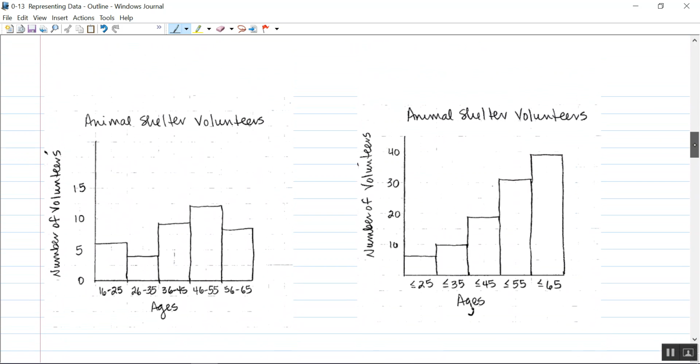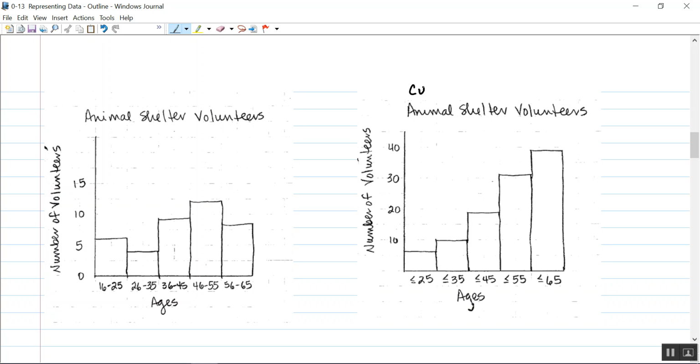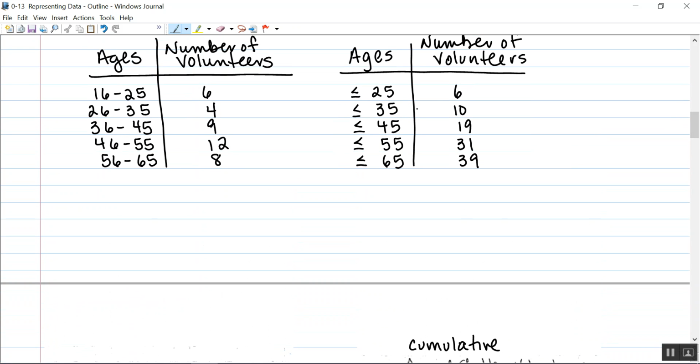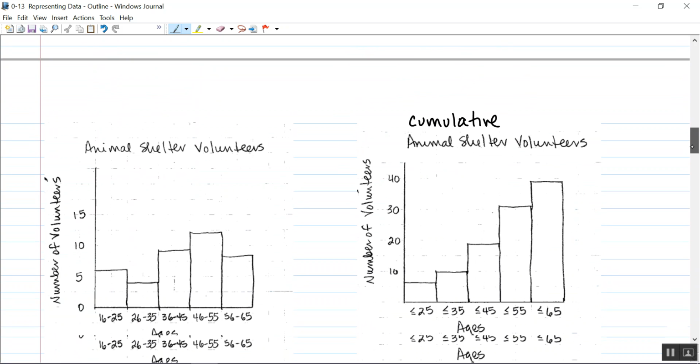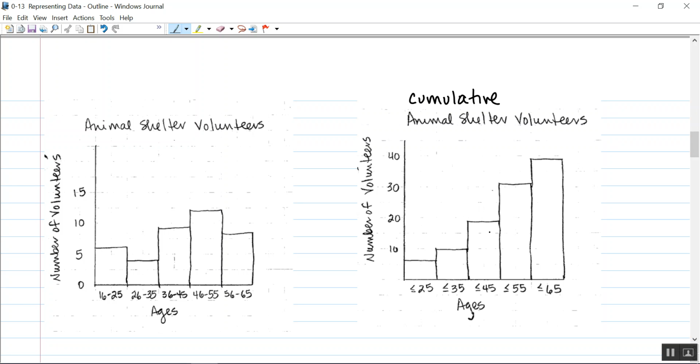And then you'll notice in my cumulative, and actually I probably should have written the word cumulative above this one, cumulative animal shelter volunteers, notice now I'm graphing by category, so those that are less than 25, and that's going to be 6, less than 35 goes up to 10, less than 45 goes up to 19, and so on. So your cumulative frequency histogram is always going to look like it's going upwards. The bars are going to be getting bigger.